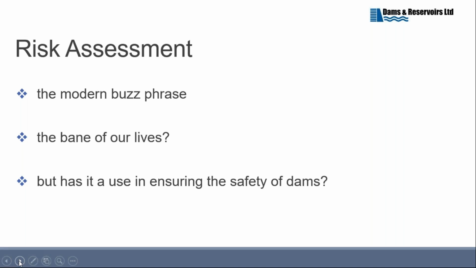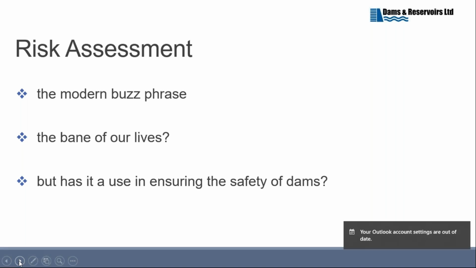But I'm going to make some warnings about its use and my concerns about how I have seen it being used. I've done it myself for a number of clients, and we've done some very useful portfolio risk assessments as a screening tool and as an assist to them in their capital planning. But you have to bear in mind it does have some limitations. So it is the modern buzz phrase.